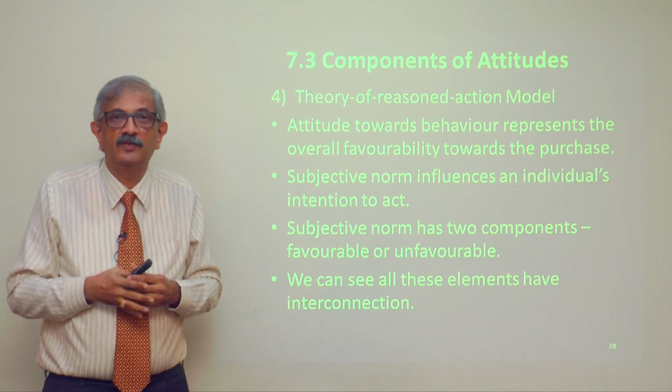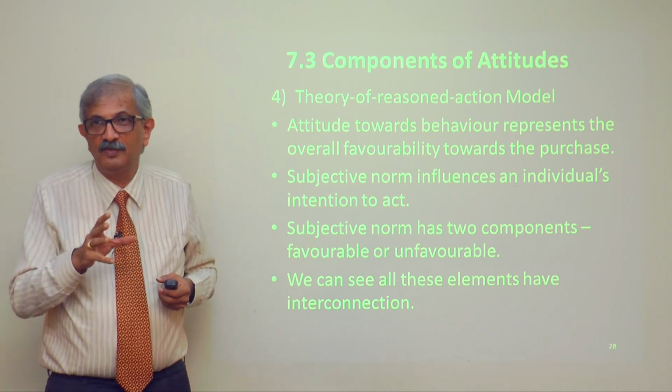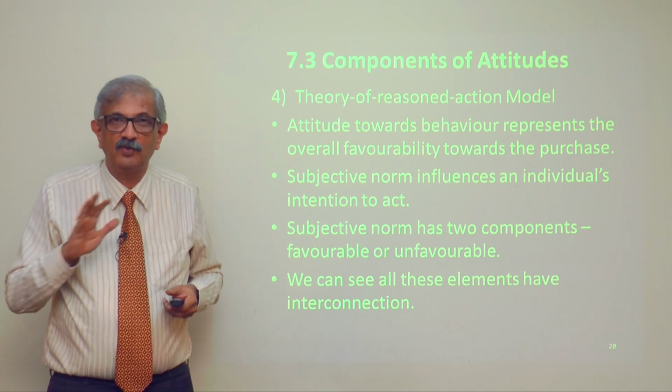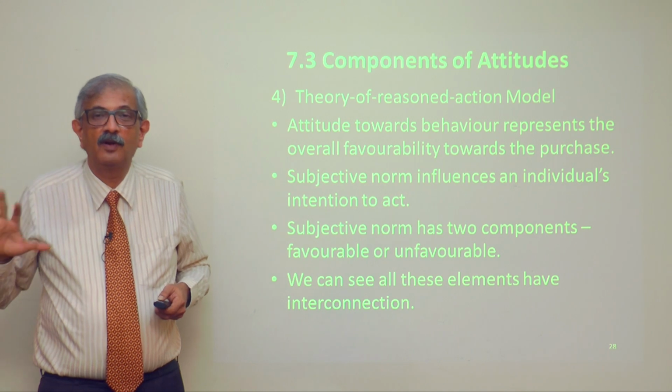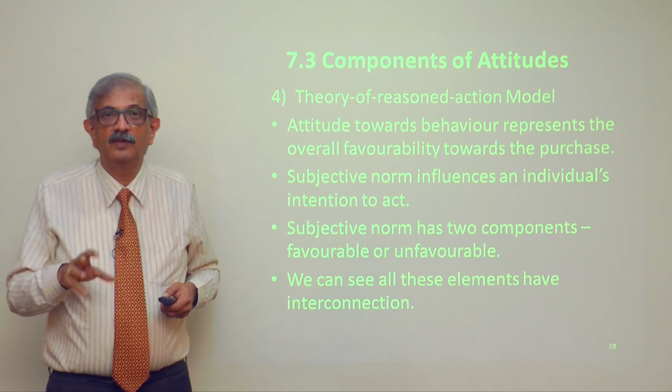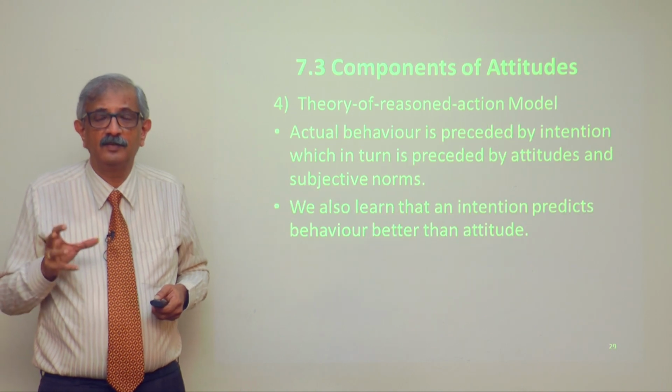Subjective norm has two components, favorable or unfavorable. So with the subjective norm mentioned, you are either favorably poised or unfavorably poised. The predisposition is favorable or unfavorable. We can see all these three elements have an interconnection. Therefore, it is the theory of reasoned action model.